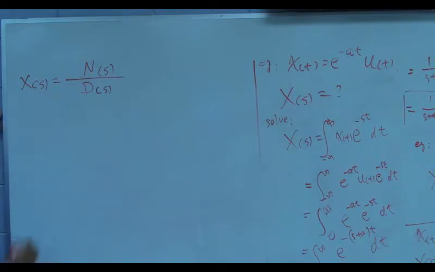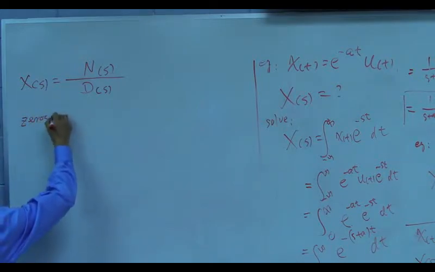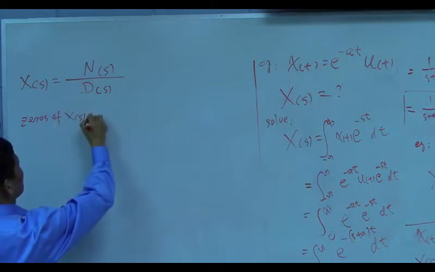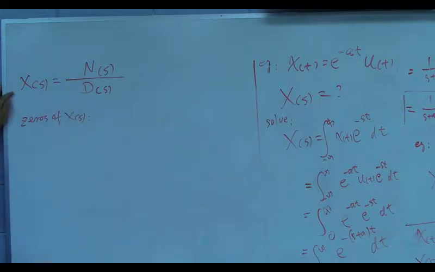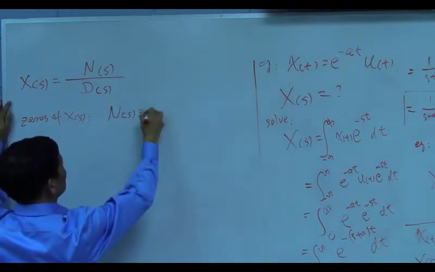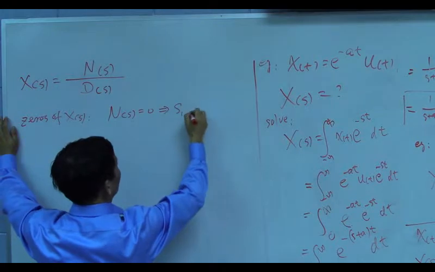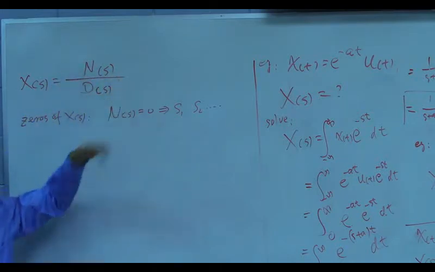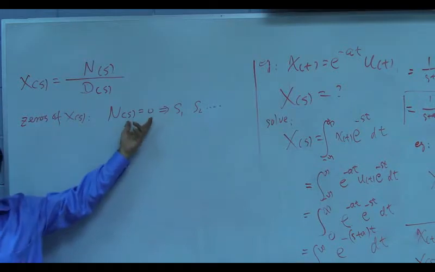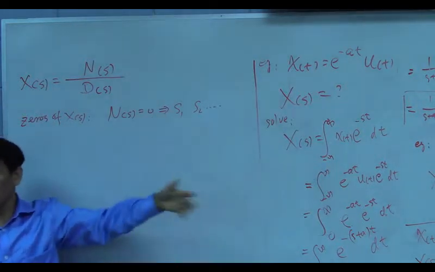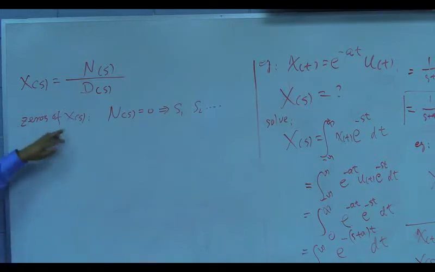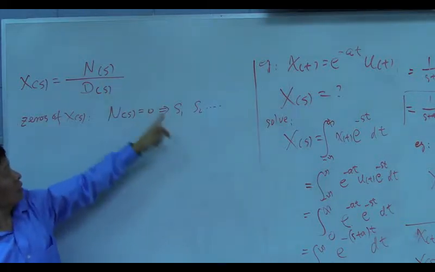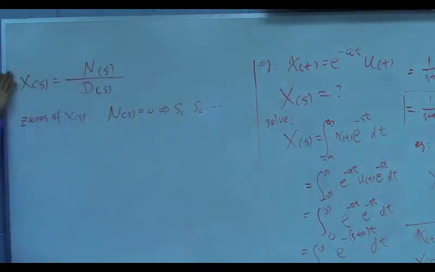And we are going to find the zeros of X(s). What are the zeros of this? We are going to make the numerator equal to 0. Then you solve for s1, s2, and so on. You make the top numerator, this polynomial, equal to 0. You find the solutions, s1, s2, maybe more. Those are the zeros. Why is it called zeros? If you plug s equal to s1, s2, X(s) will be equal to 0.